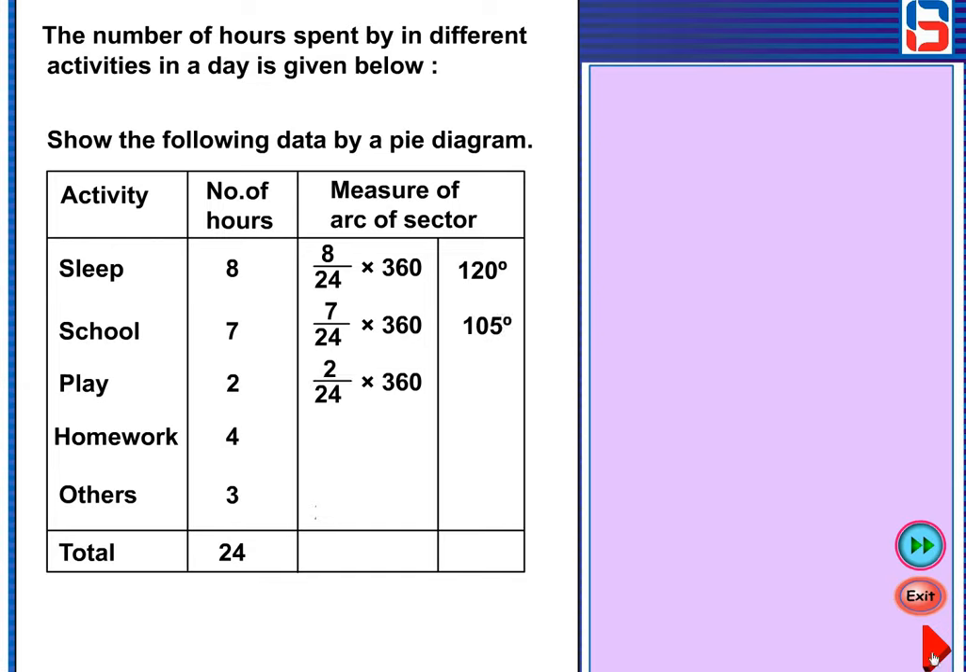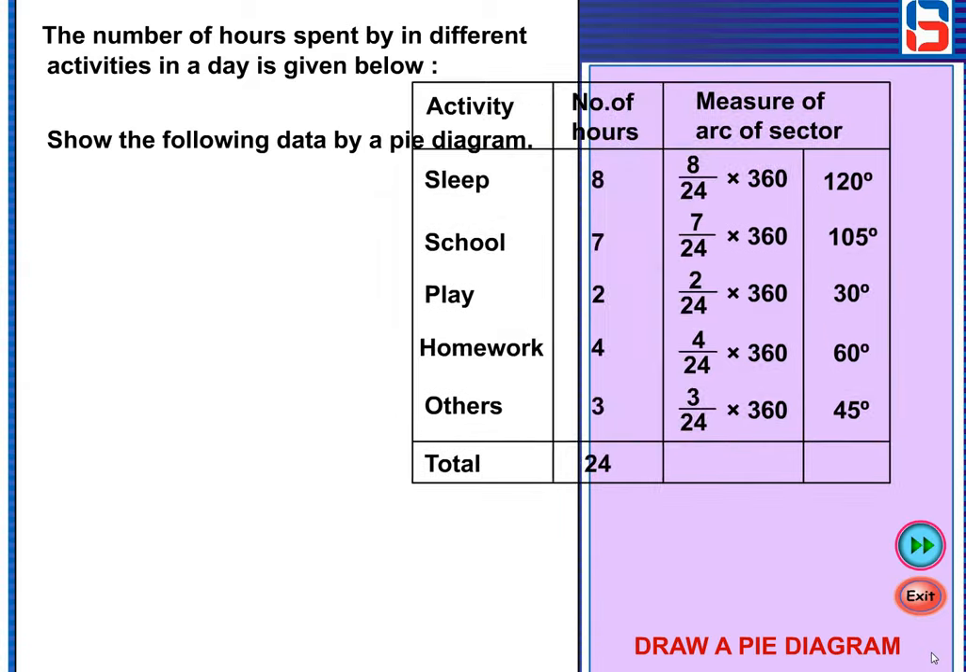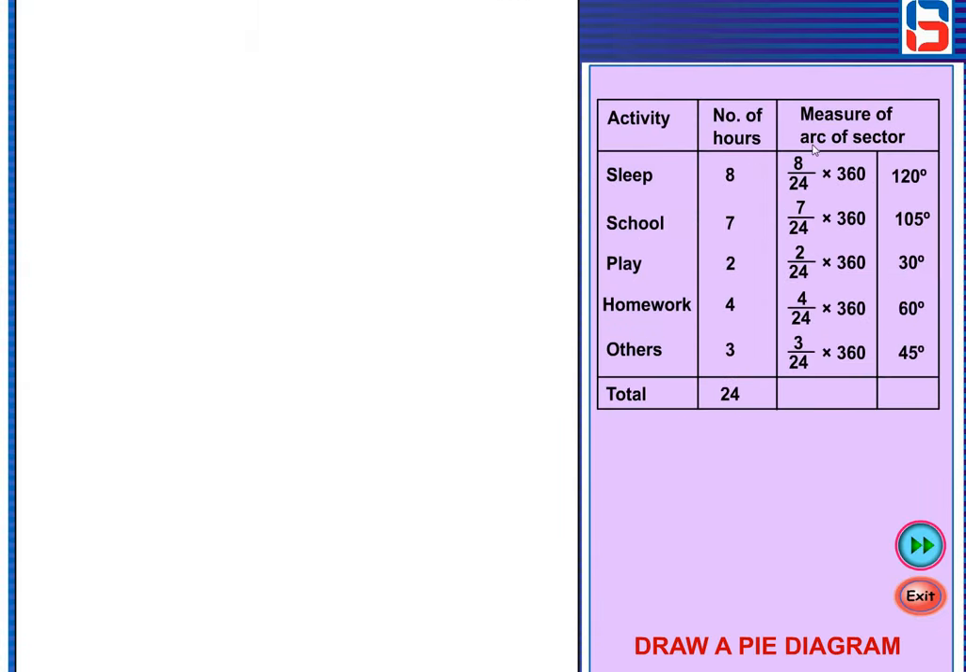2 upon 24 into 360, that is 30 degree. 4 upon 24 into 360, that is 60 degree. 3 upon 24 into 360, that is 45 degree. You get the table.